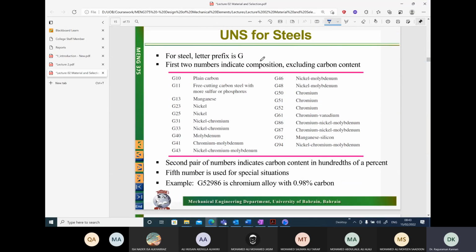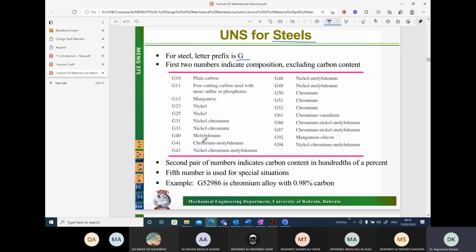Okay, so let's go for steels in particular. And first, for steel, we will use the prefix G, okay, followed by 5 different numbers. What do those numbers refer to? The first 2 numbers refer to this particular classification here, where it provides what is the additional element added into the alloy, especially with respect to steel. So 10 stands for plain carbon, no other element is added.